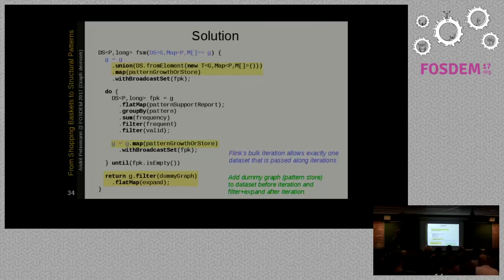And at the end, we filter out this single dummy graph, which was collecting all the frequent patterns, and use a flat map, which creates a new pattern element in the output data set, including its frequency. Frequency we can also encode in the mappings and have the same result. So this really works. That was the solution to our problem.